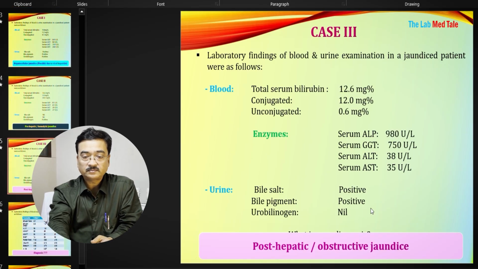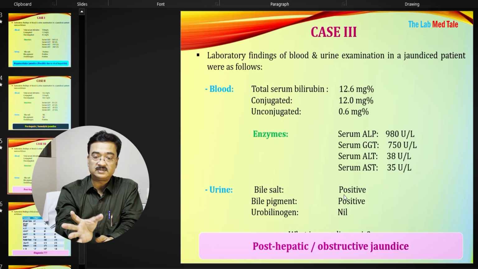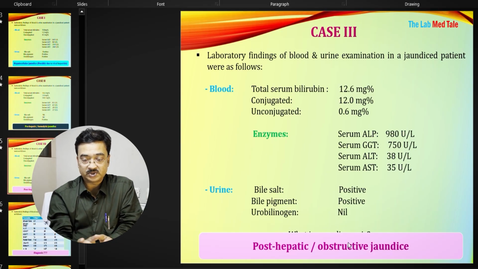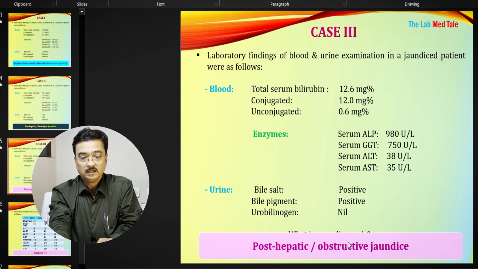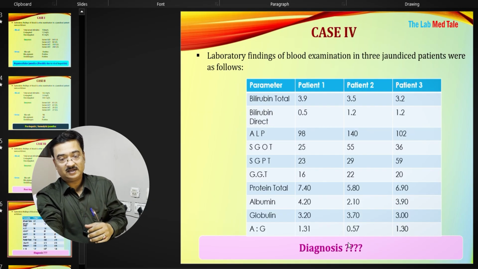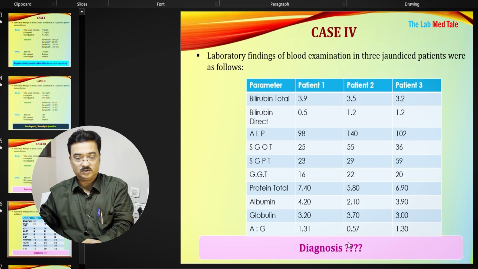And then here we see total bilirubin 12.6, conjugated 12. That means it's a conjugated hyperbilirubinemia. Along with it you get specific signs of very high ALT, alkaline phosphatase, very high GGT, and an almost normal AST/ALT ratio, and urinary urobilinogen is not present. So this gives a clear picture of obstructive jaundice. These are some cases I have given, and you can go for a diagnosis.